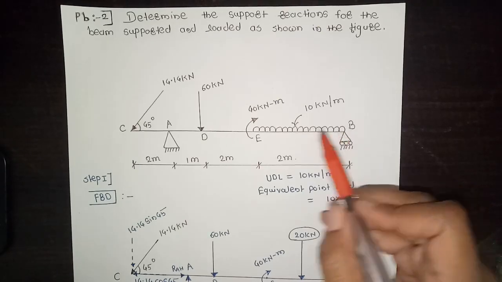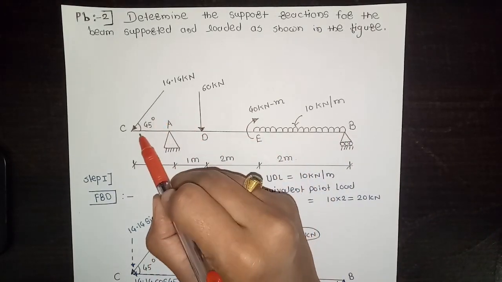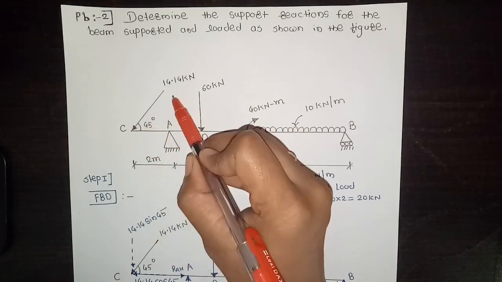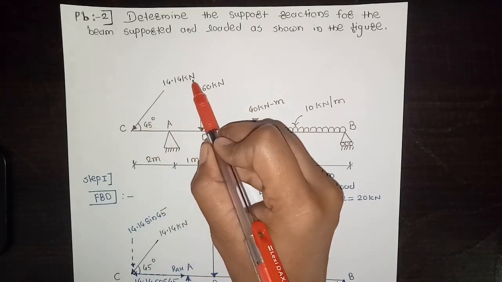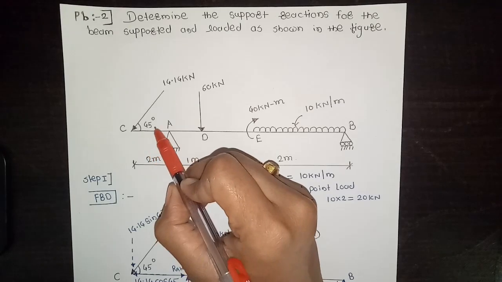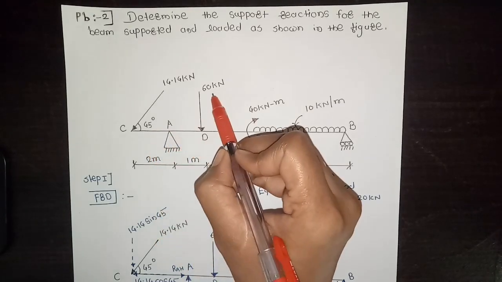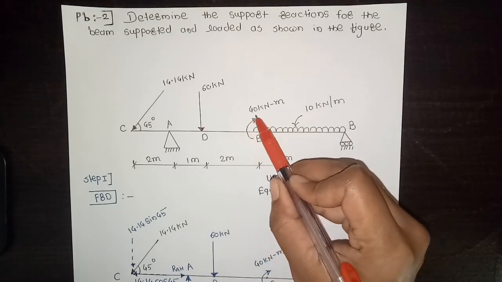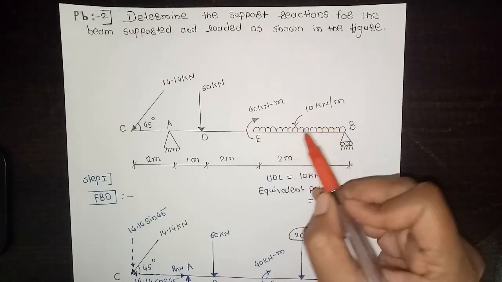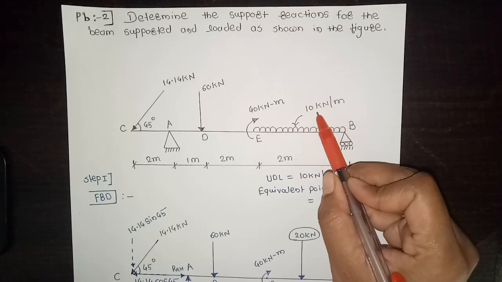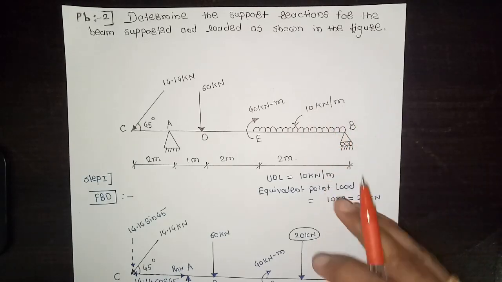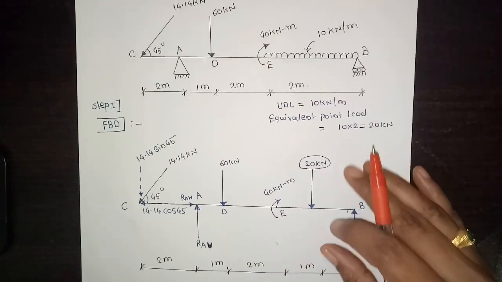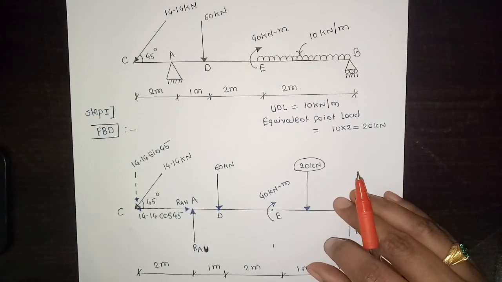that is vertical. Okay, see in this diagram, inclined force is given 14.14 at an angle of 45 degree, then 60 kilonewton point load, then rotational couple 40 kilonewton meter, and this is the UDL value 10 kilonewton per meter. First of all, draw free body diagram.